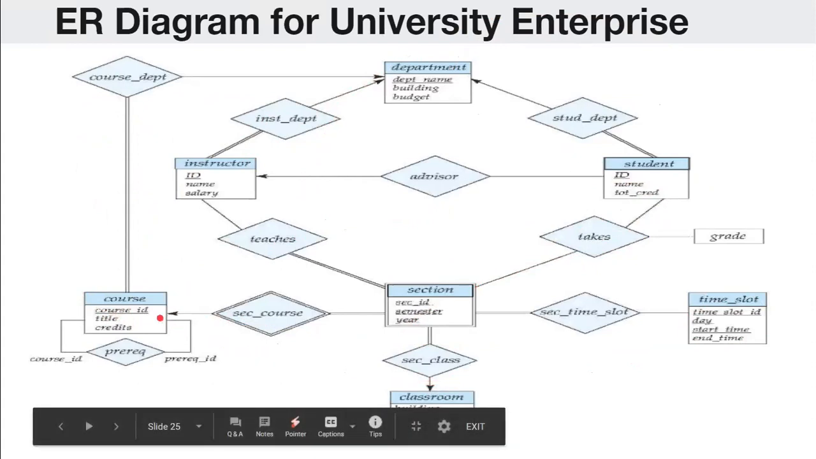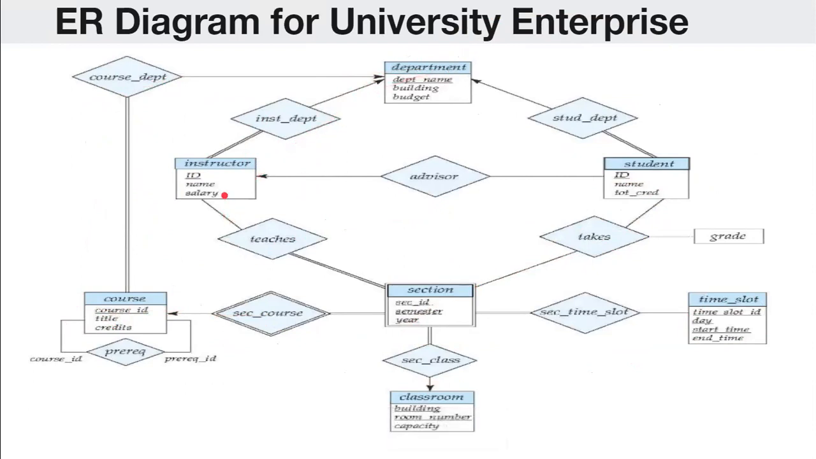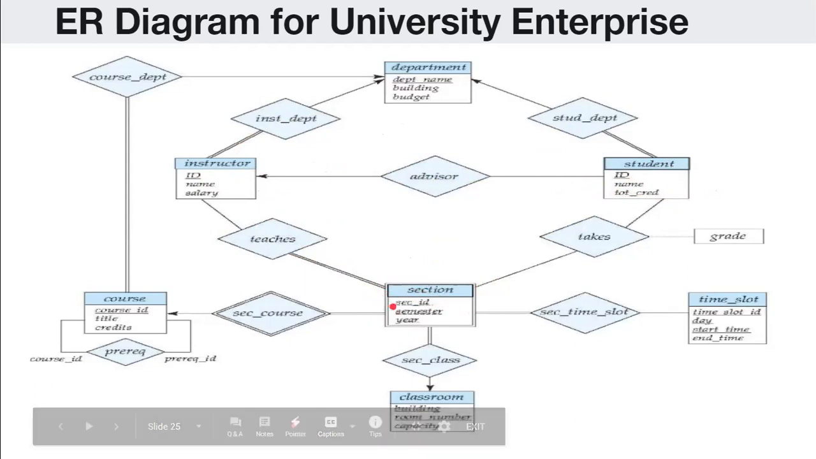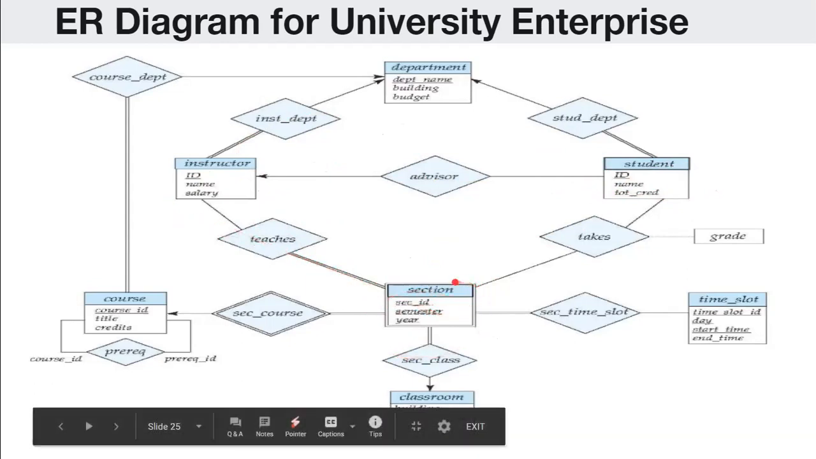Now we say that this course can be opted within this department, and this instructor is being linked with students through the advisor relation. So many on this side and one on this side. An instructor teaches a particular section, and this section is being taught by the instructor, so it has no independent existence.